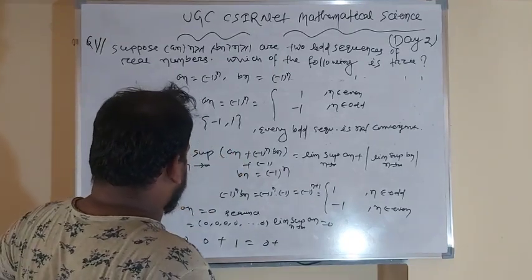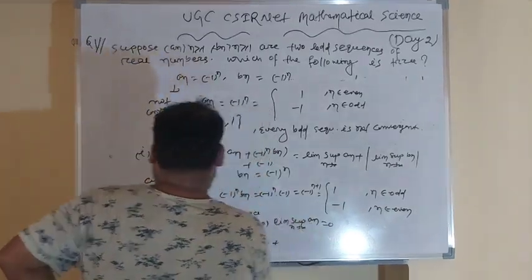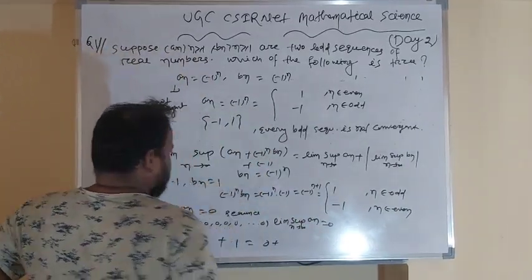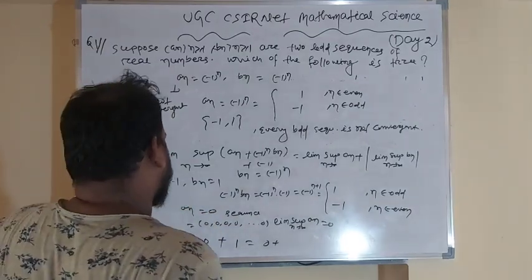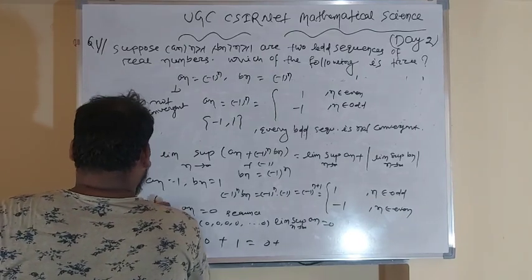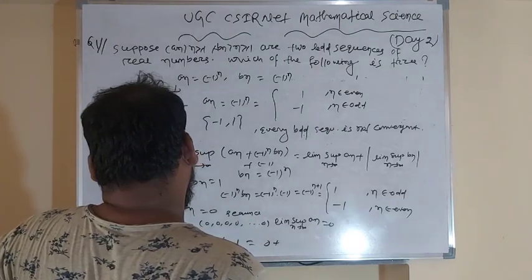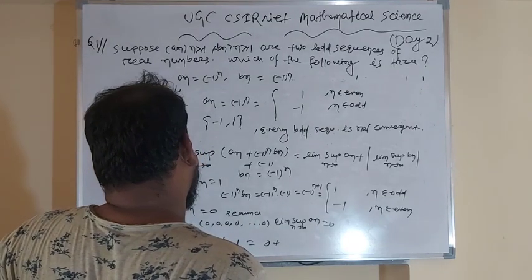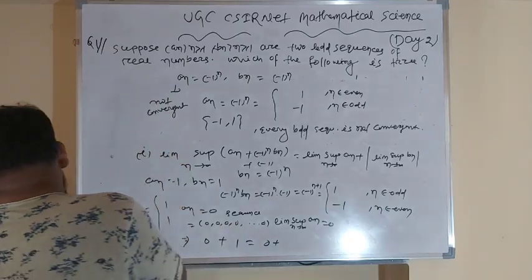So the b_n term is 1. Suppose the b_n sequence is 1. Then minus 1 over n is what? The two values are 1 and 1. That means this is 1 minus 1.